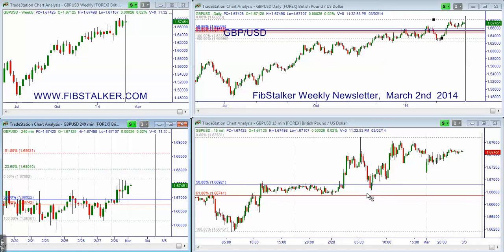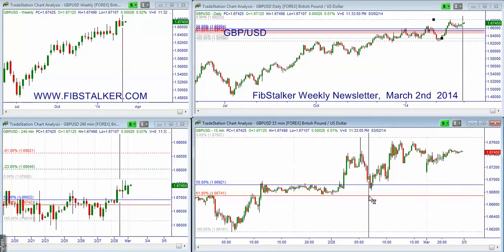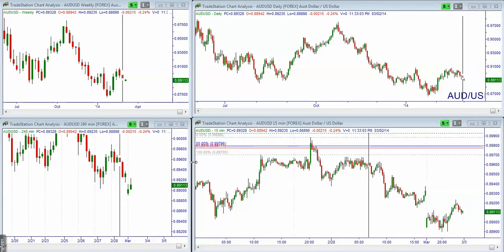I showed you here how this could actually be timed on the 15 minutes. Australian dollar versus the US dollar. Congratulations to those who took the trade.